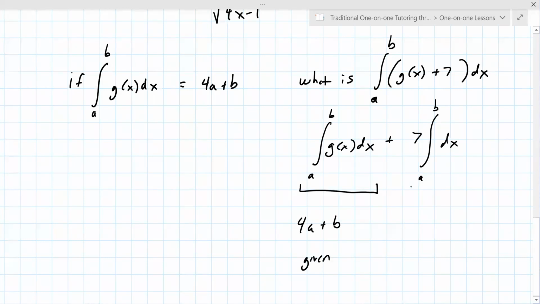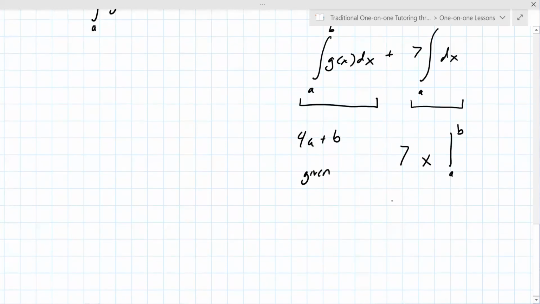But what about this one on the right? Well, what is the antiderivative of dx? Okay. Yeah. Just x. And you evaluate it from a to b. Oh, this is weird. Okay. Yeah, and if you don't like that, it's just top minus bottom. Oh, you distribute the 7? Yes.